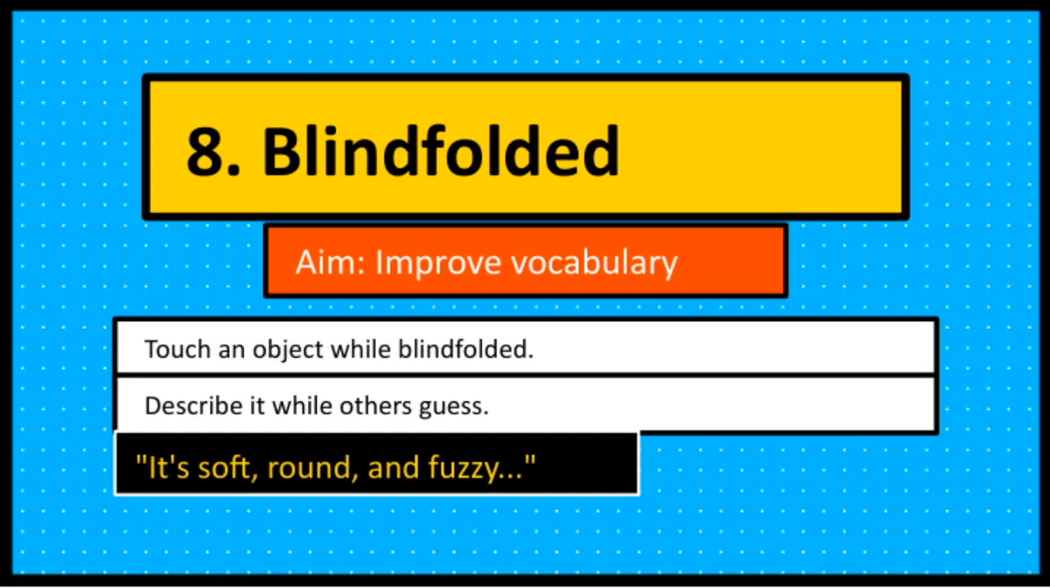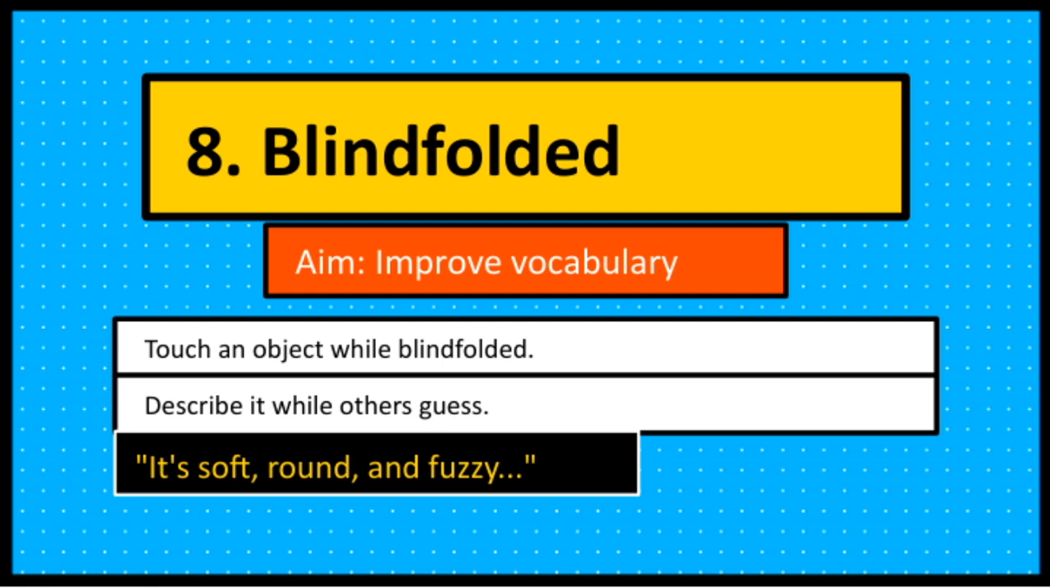All right, everyone, I want you to close your eyes or put on your blindfolds for a moment. Now I'm going to describe an object to you. I'll say, it's soft, round, and fuzzy, and I want you to try and guess what it might be. As I describe it, you can reach out and touch it if you have the object in front of you. The goal here is to really focus on your sense of touch and vocabulary, how you interpret textures and shapes without relying on sight. This activity helps us improve our ability to describe and understand objects through words alone.